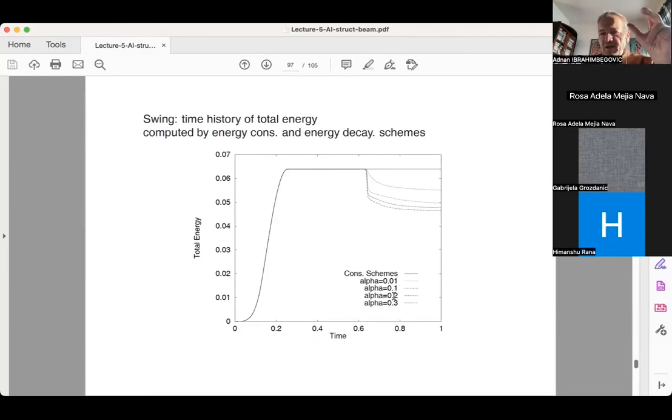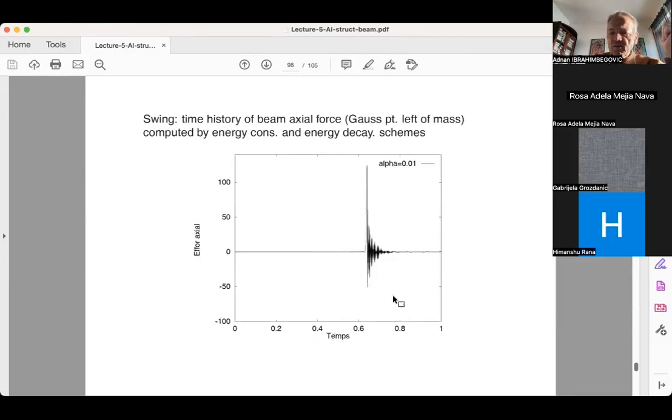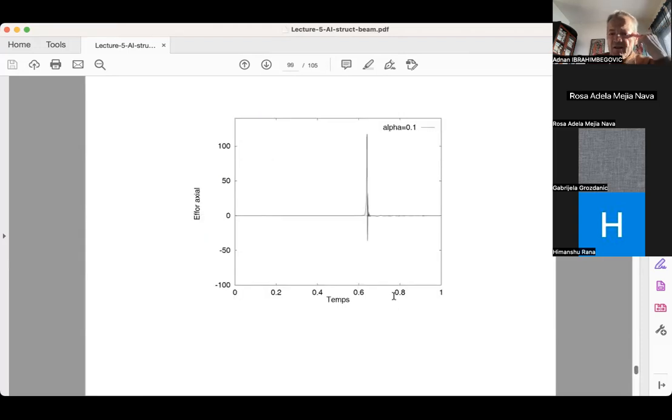So it always has to be done with care when you're mixing the real dissipation, like plasticity or damage, and this numerical dissipation, which is controlling the high energy modes. But basically, you really need this to be controlled.